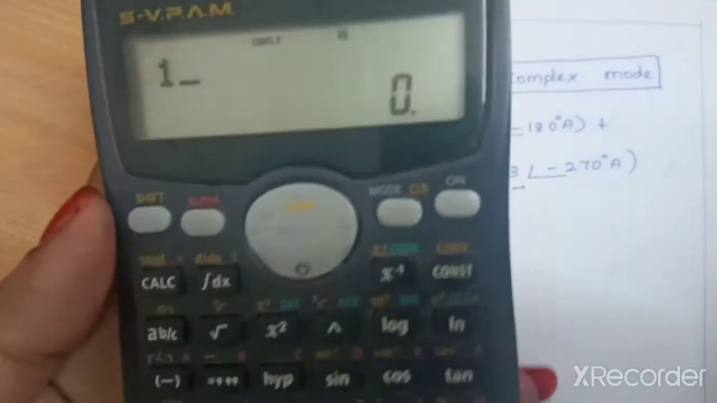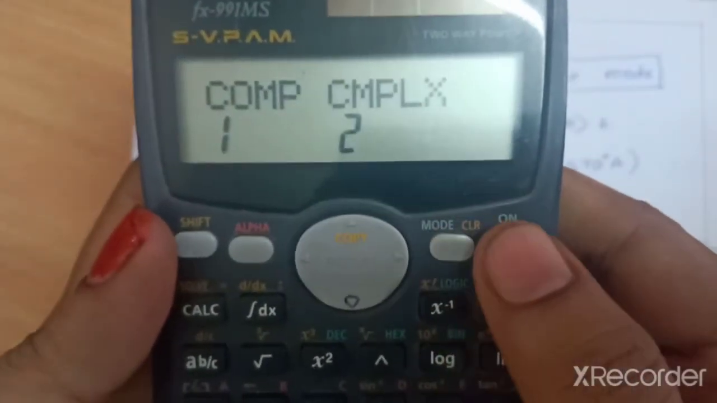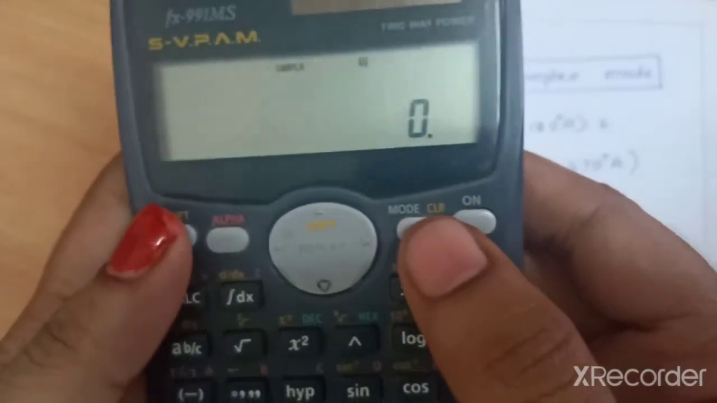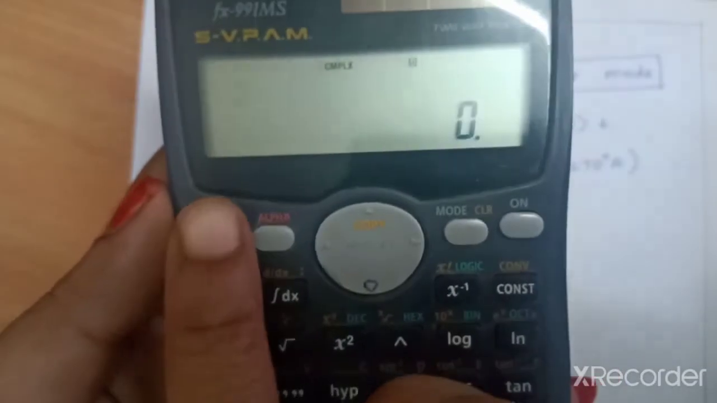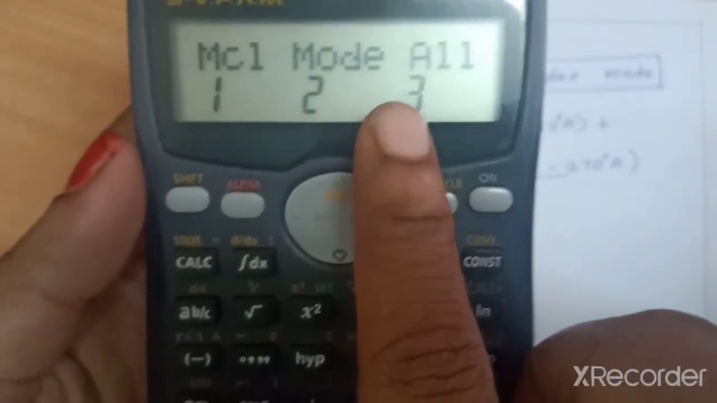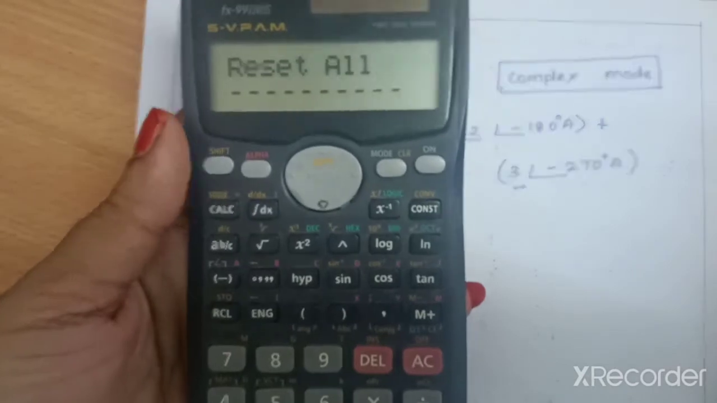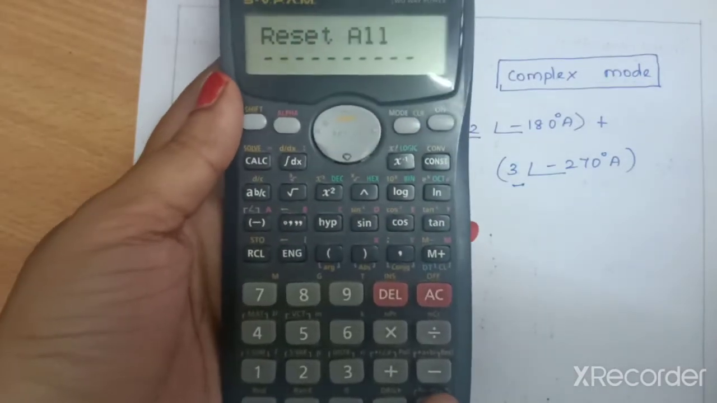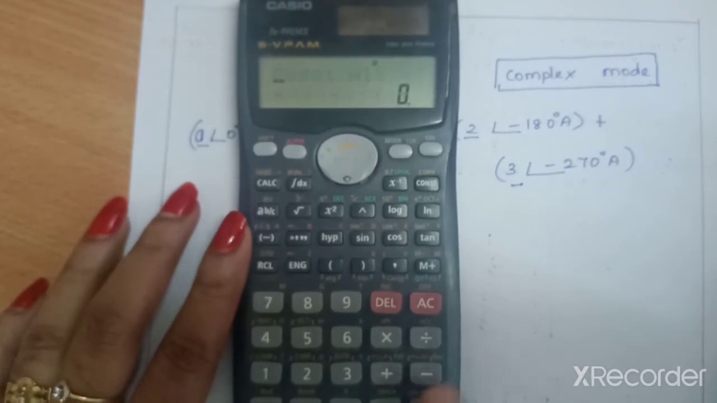In the calculator you first have to reset all by using Shift and Mode. Press Shift Mode, and then here we have the 3. So press 3, then you have the reset all option, which is equal to. Press the equal to symbol, then the calculator will clear all the data.